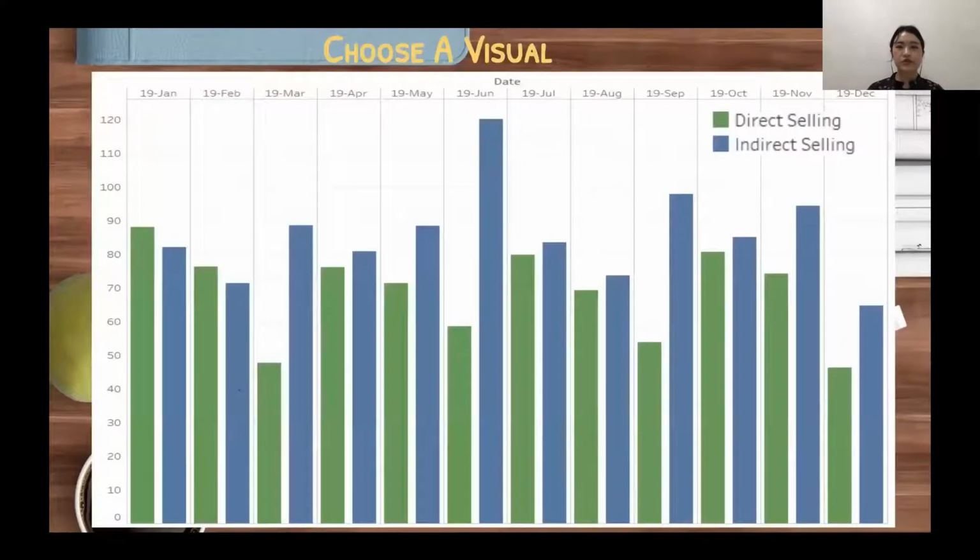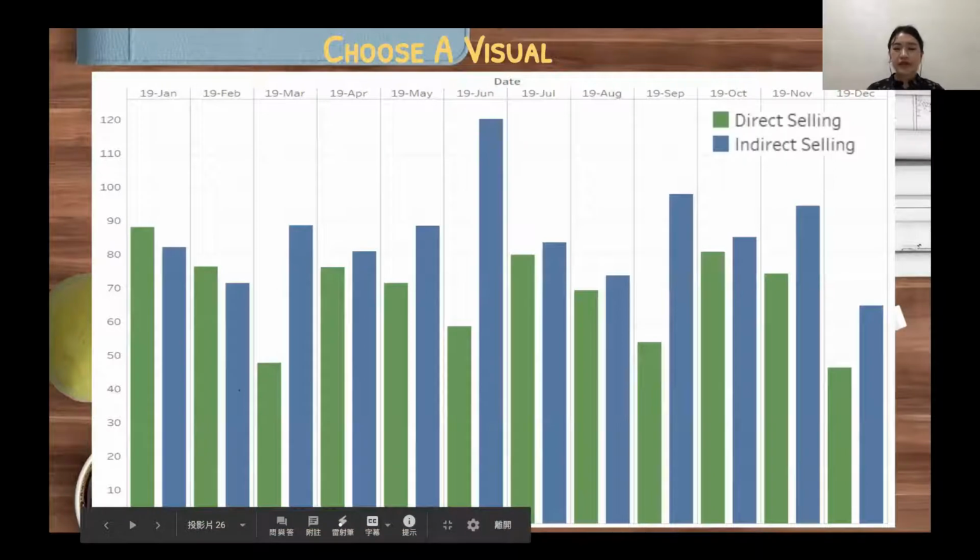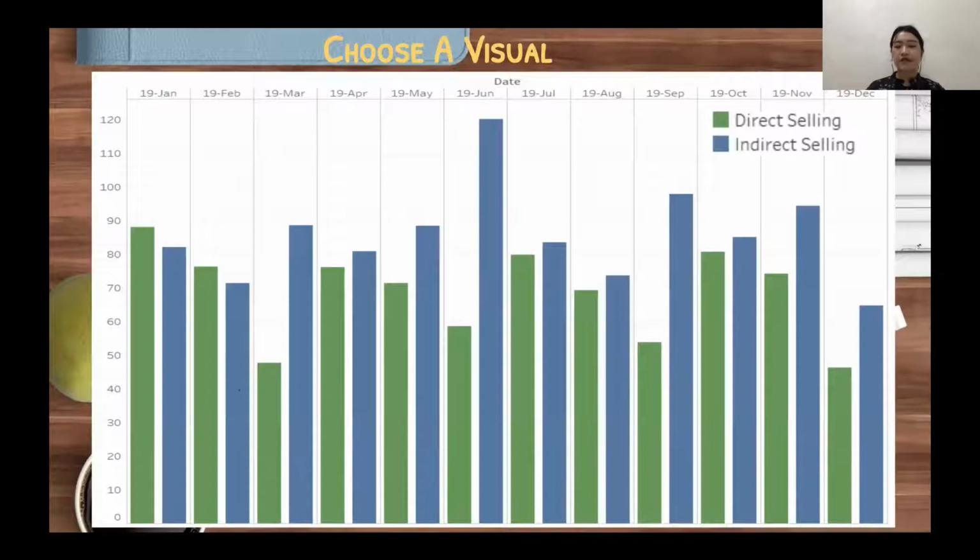The second one is choose a visual. I just would like to use this data set to show you how to choose a visual. Okay, let me explain the data set. The data set is about the time of sale transactions. It can be separated into two types. The first one is direct selling, and the second one is indirect selling. We can see the green one is direct selling, while the blue one is indirect selling. Moreover, the y-axis means the number of days we need to complete to sell a product to the customer. And the x-axis is the months in 2019. And we can imagine that the shorter the number of transaction days, the better.